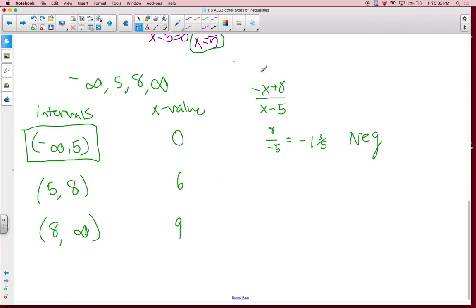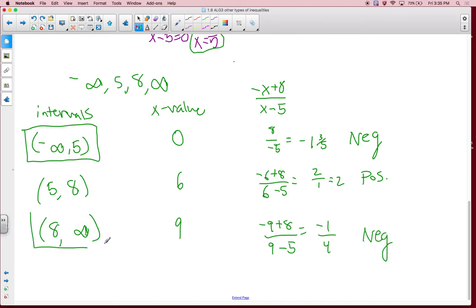Plugging in 6, I get negative 6 plus 8 over 6 minus 5. 8 minus 6 is 2 over 1. That's a 2. That's positive, not going to be part of our solution. Negative 9 plus 8 over 9 minus 5. That's going to be negative 1 over 4. That is negative, also part of our solution.